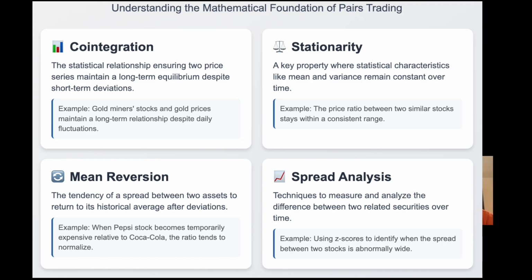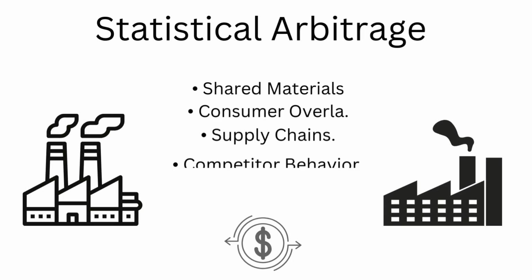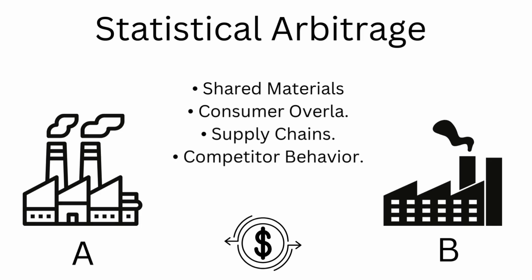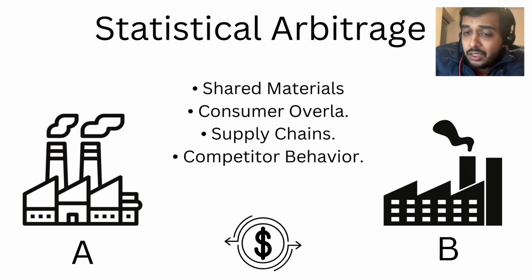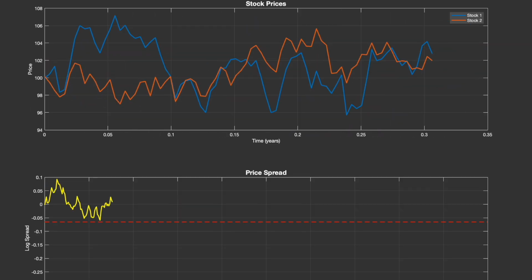We will cover step by step what statistical arbitrage, co-integration and stationarity are, and we will see how we can implement them in Python. The idea of statistical arbitrage is simple. If we have two companies of similar nature, their stocks are interrelated. For example, let's say we have two steel companies. The price movements of steel are likely correlated because of the demand for steel.